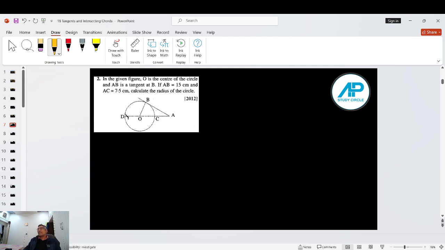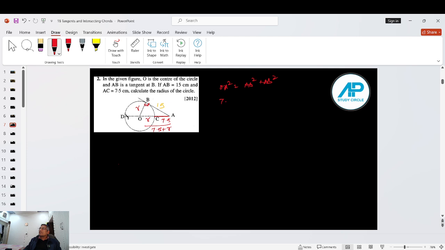It's a board question from 2012. In the given figure, O is the center of the circle, AB is a tangent, AB is 15, and AC is this much only. This is 7.5. See very carefully. This is also a radius, this is also a radius. Basically, complete OA is 7.5 plus R, and OB is R. This angle is 90 degrees. So OA is the hypotenuse. So you get OA square equals AB square plus OB square.